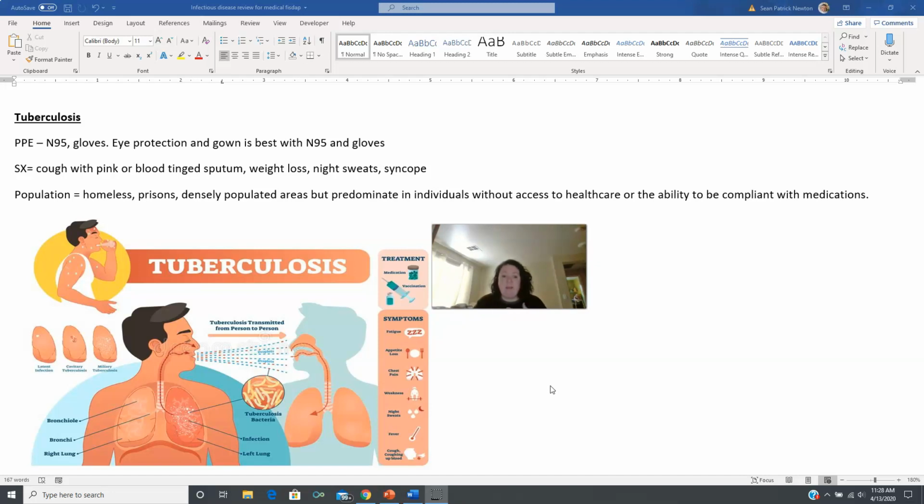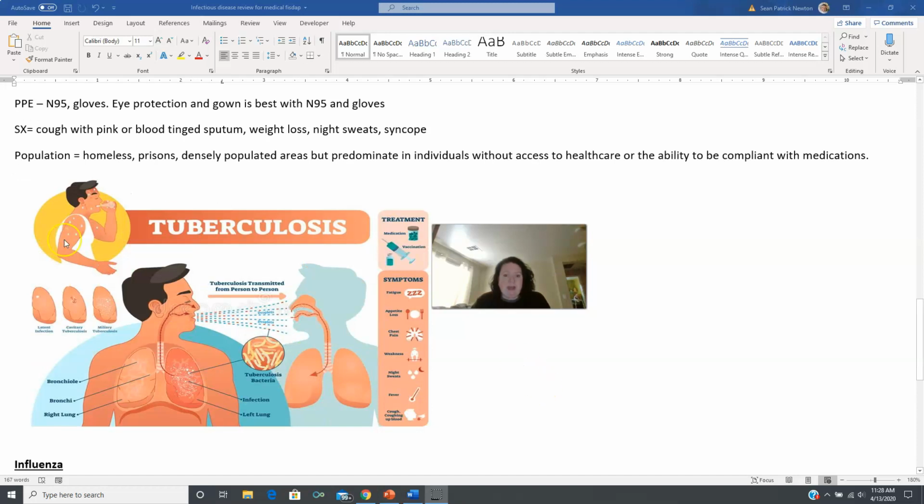So they could be given a prescription and they could get it filled for medication to treat the tuberculosis, but let's say it's in their bags and their bags get stolen or lost. So that's why the homeless are most associated with tuberculosis, but also prison areas and areas that are densely populated.